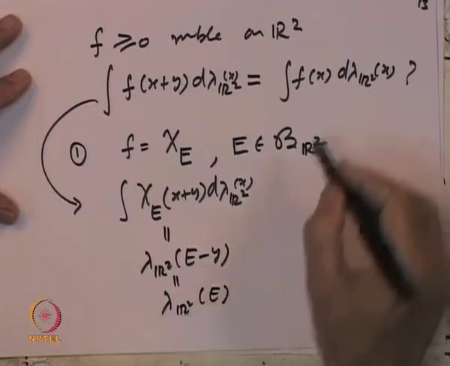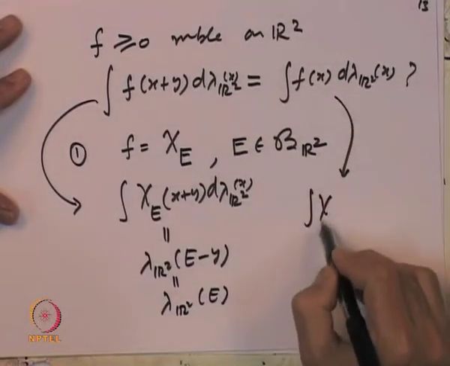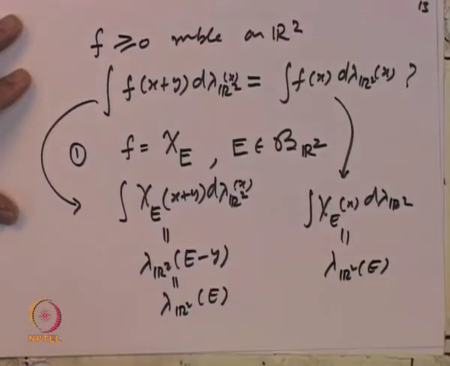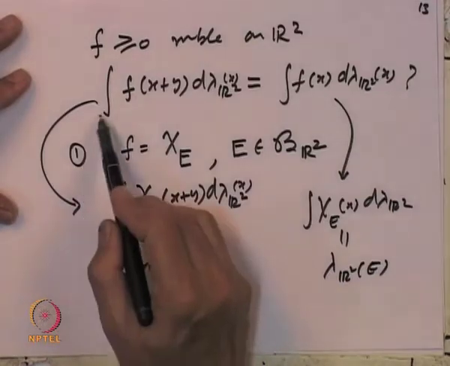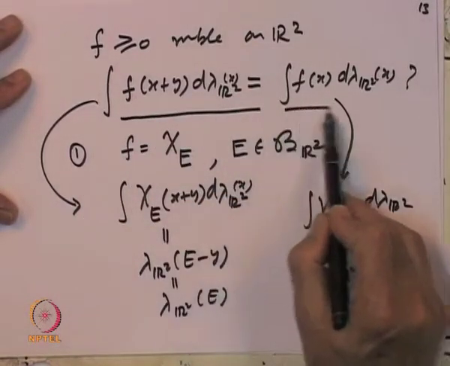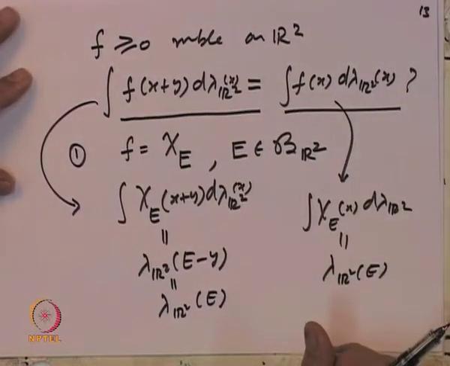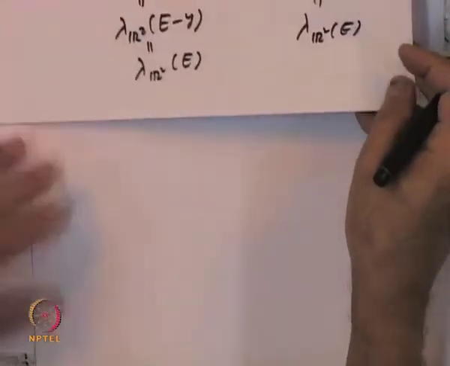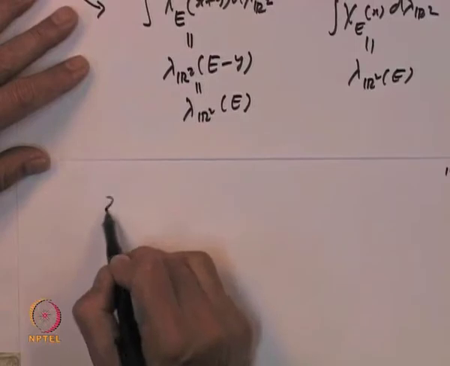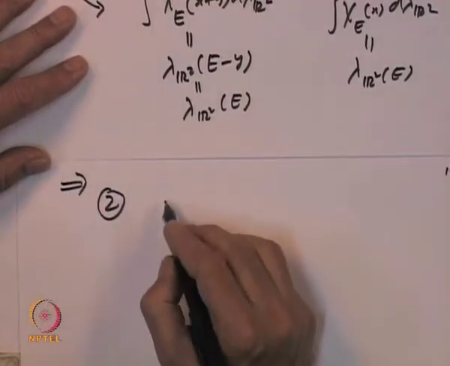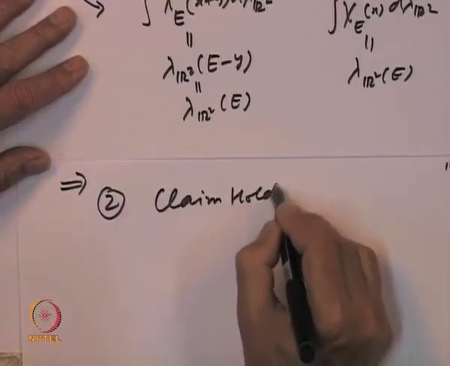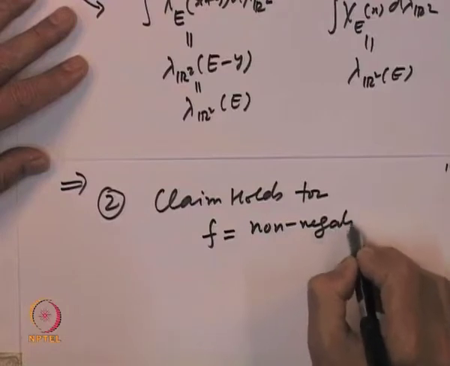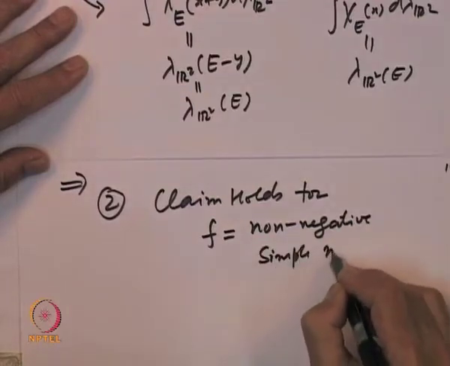And this is the integral of the indicator function of E at x d lambda R 2, which is the same as lambda R 2 of E. So, what we are saying is that as a first step, the required claim, namely that the integral of f of x plus y equals the integral of f, holds whenever f is the indicator function of a set E. Now, both sides being integrals, step 1 implies step 2, namely the required claim holds for f equal to a non-negative simple measurable function.